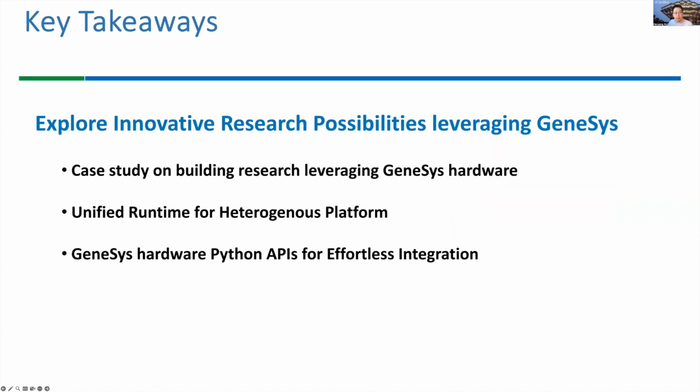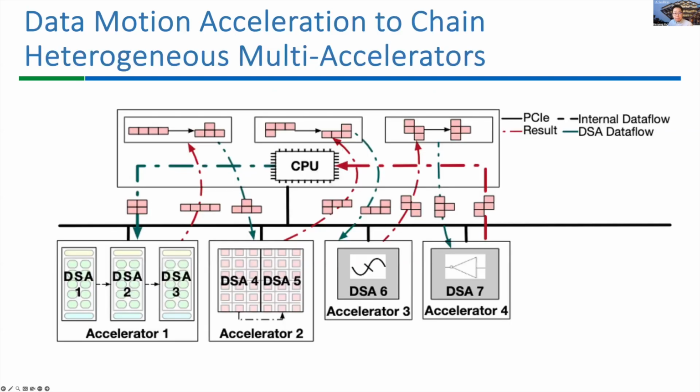The key takeaway from this tutorial is how we can use the GeneSys framework to explore innovative research possibilities. First, we're going to look at how GeneSys hardware can be used in system research. Then we're going to introduce the GeneSys runtime system and hardware APIs that facilitate cross-domain multi-acceleration research in neuroscience.